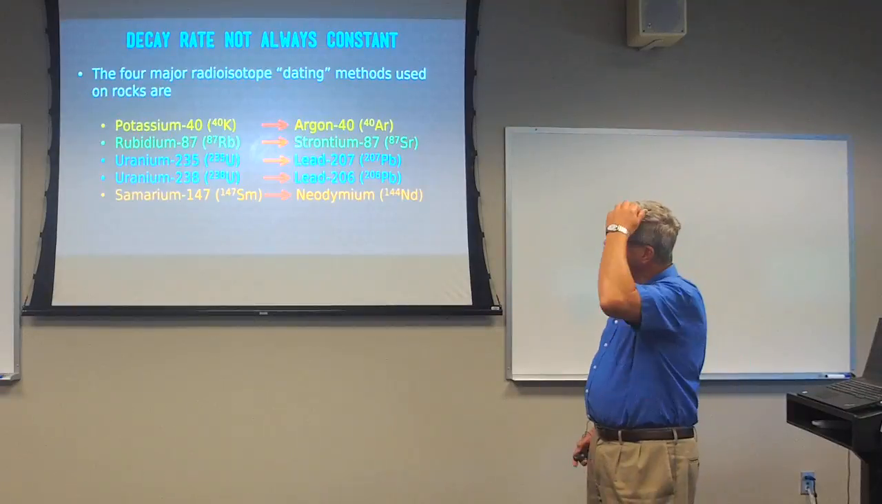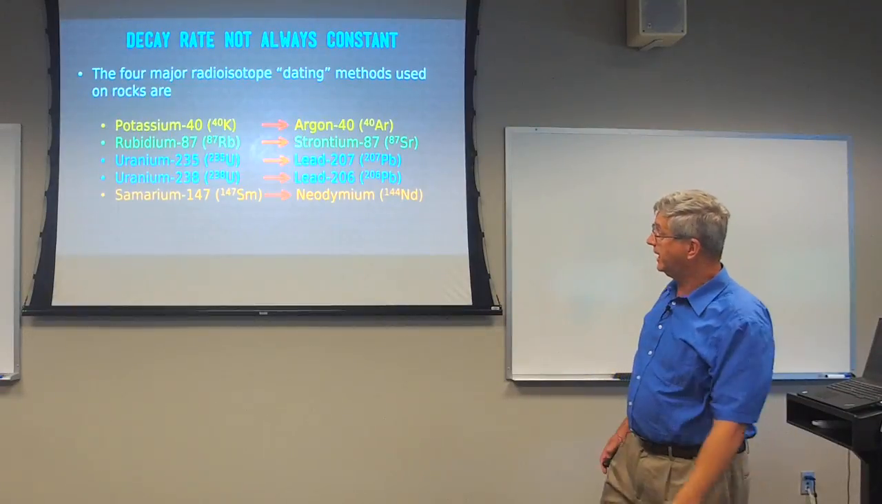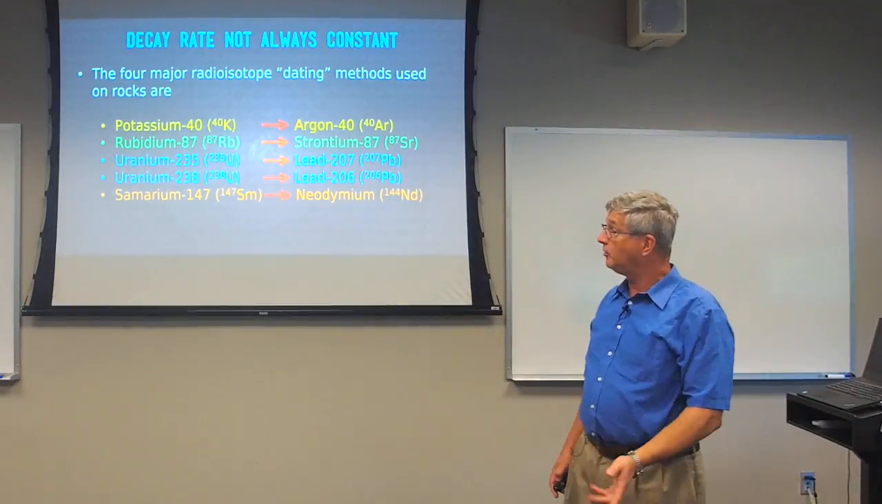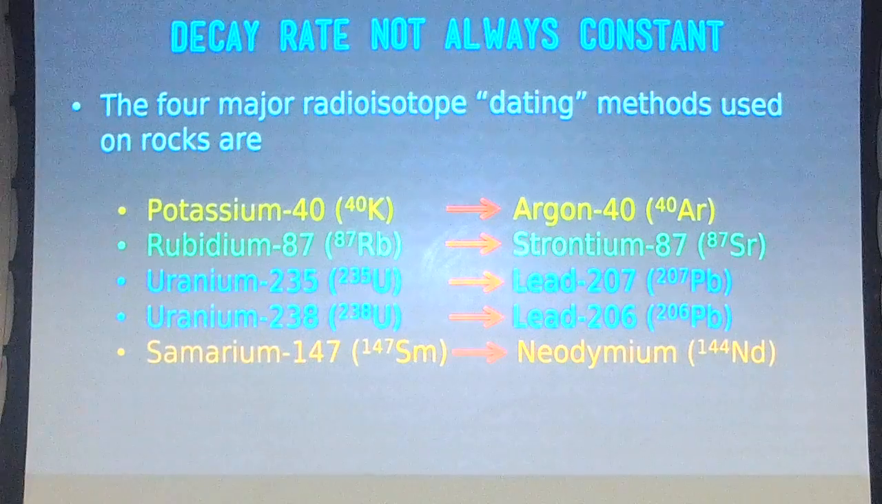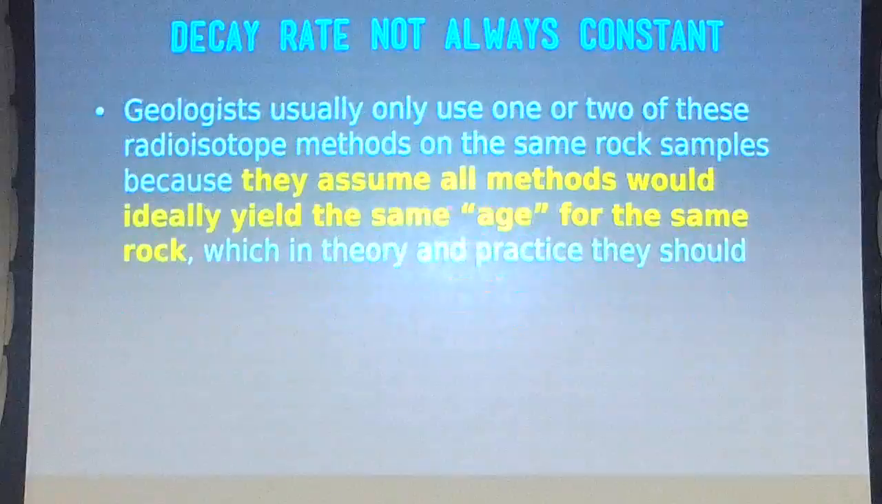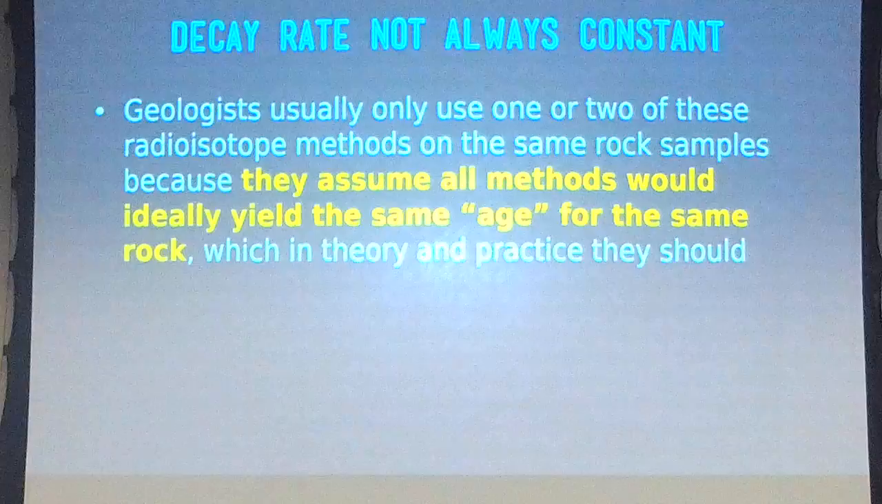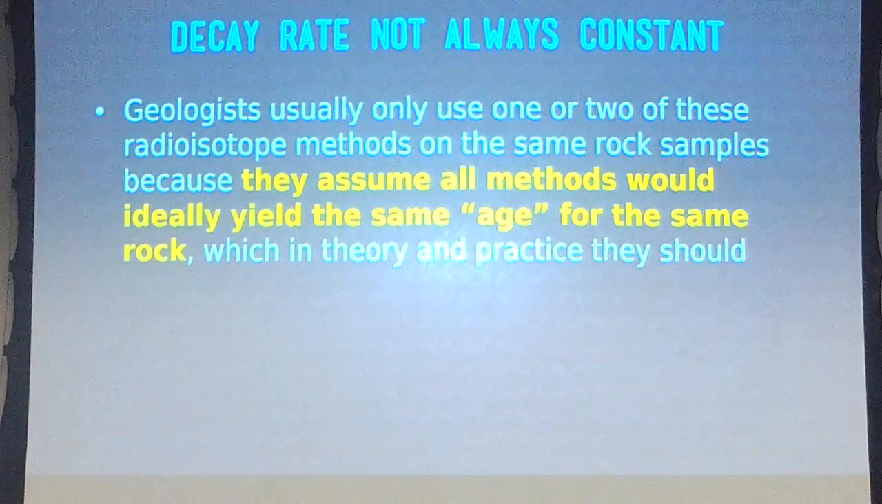Well, here are the 4 major methods again that are used: potassium to argon, rubidium, strontium, uranium to lead, samarium, neodymium. Now, most geologists usually only use 1 or 2 of these methods on the same rock, because it's assumed that all methods should ideally yield you the same age.